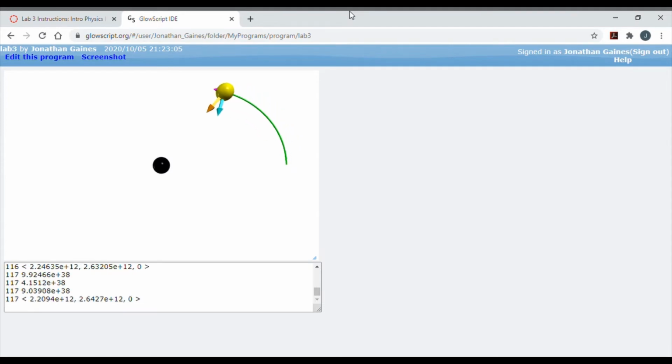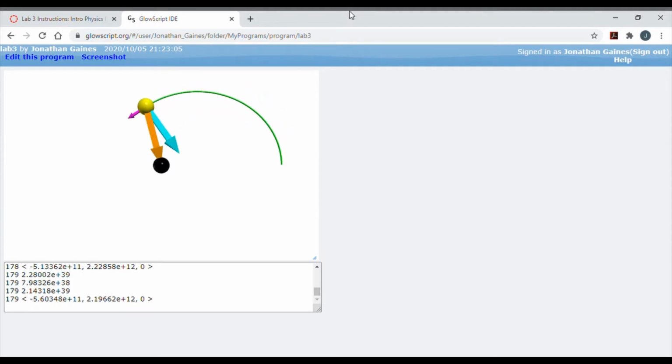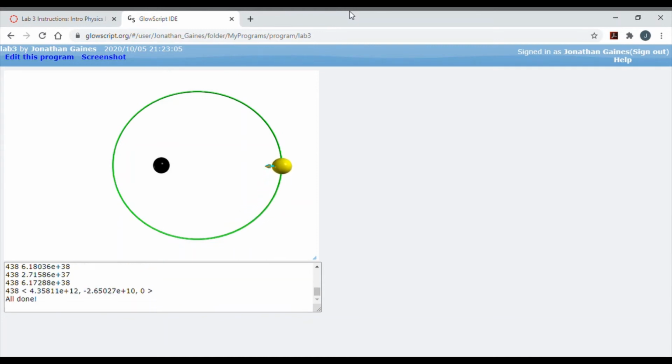The orange arrow represents the net force, the blue arrow represents the perpendicular force, and the purple arrow represents the parallel force. As you can see, as the star gets closer to the black hole, all of the arrows increase in length. This is to represent the force increasing. This is because the force of gravity is inversely related to the distance between two objects.